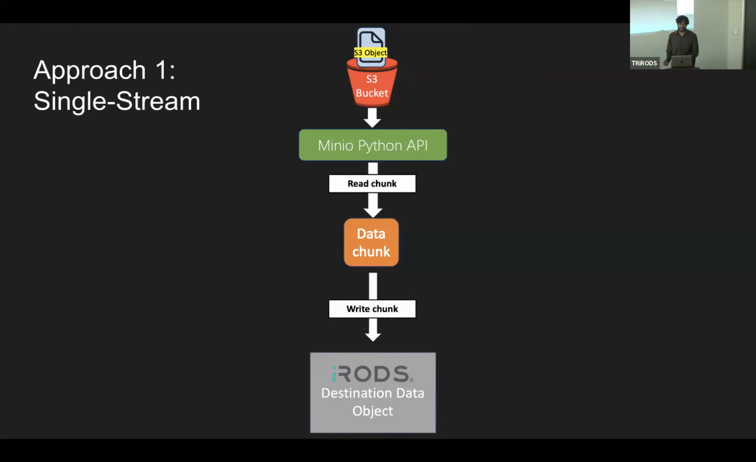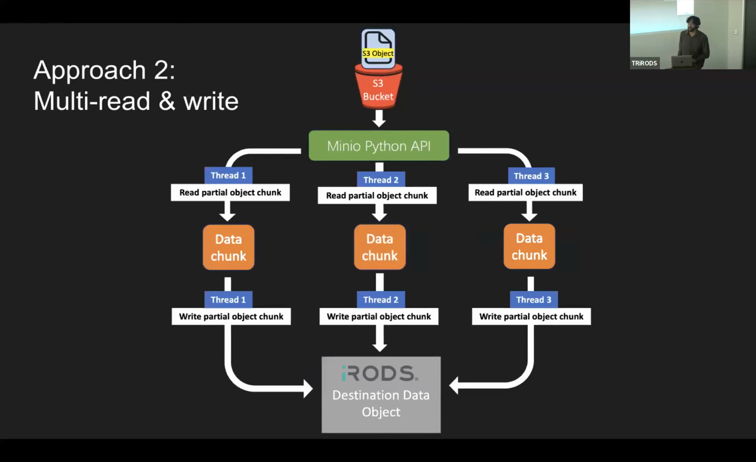So this naturally led to the second approach, which is the multi-read and write approach. So it works in a similar way to the single stream approach, but now instead of doing it just chunk by chunk, we split it up into n threads, and each thread gets an offset and a partial object chunk, which is essentially a part of the S3 object that's split into equal sizes for each of the threads. So each thread reads through it in chunks and writes it into our iRODS destination data object at the correct offset. So we still get our correct copy of the file.